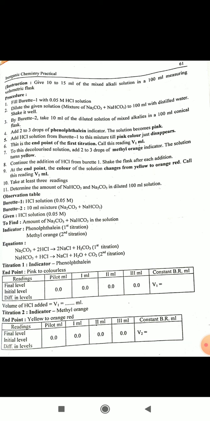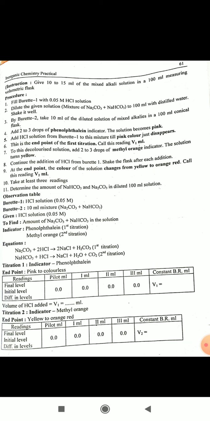The first titration uses phenolphthalein indicator, with the end point pink to colorless. Record the final level, initial level and difference in level. First is the pilot reading, then 1 ml, 2 ml and 3 ml readings. Take the constant burette reading as the mean of the three readings to give V1. The volume of HCl added is equal to V1.